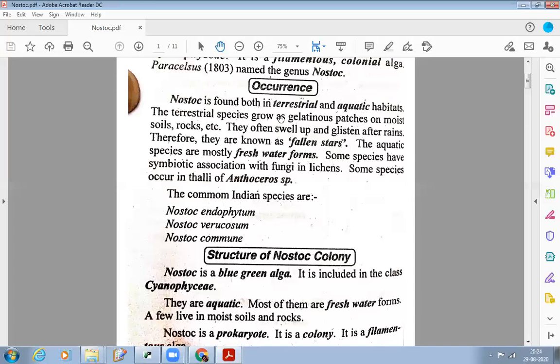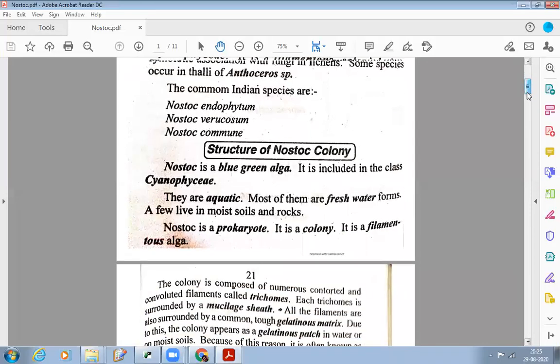We all know Nostoc is considered a blue-green alga. They are prokaryotes among algae. So it is a special class in the subdivision algae. Right? They belong to the division Thallophyta. Why? Because the body is not differentiated into root, shoot, stem, and leaf. Next, the common Indian species are Nostoc endophytum, Nostoc verrucosum, and Nostoc commune. So these are three different Indian species generally seen in our country.